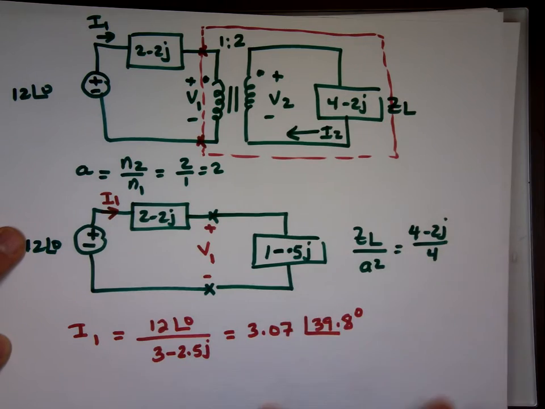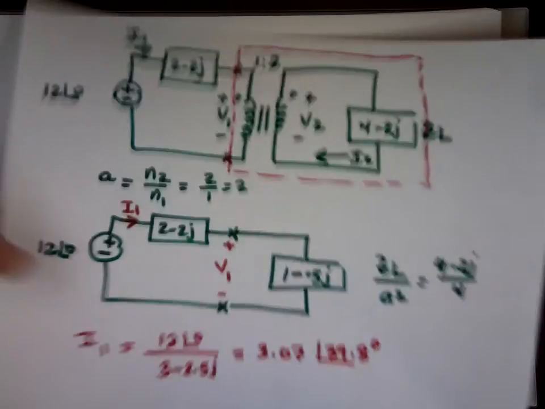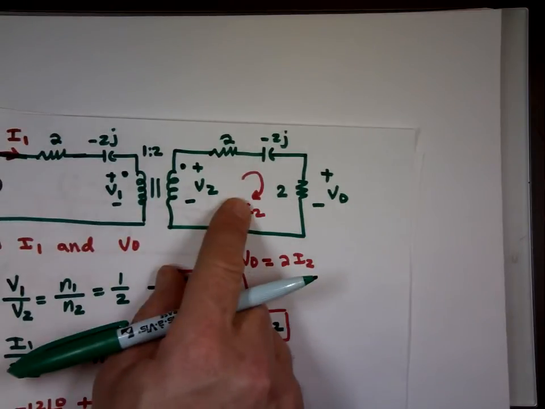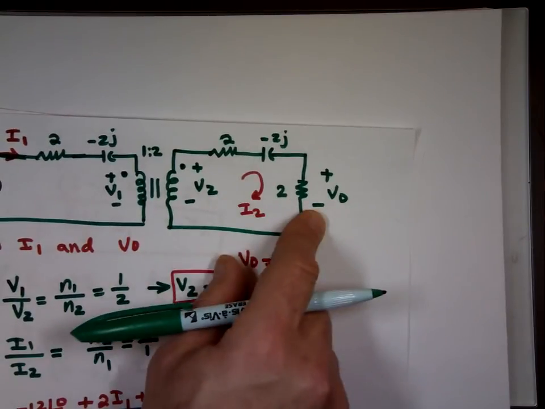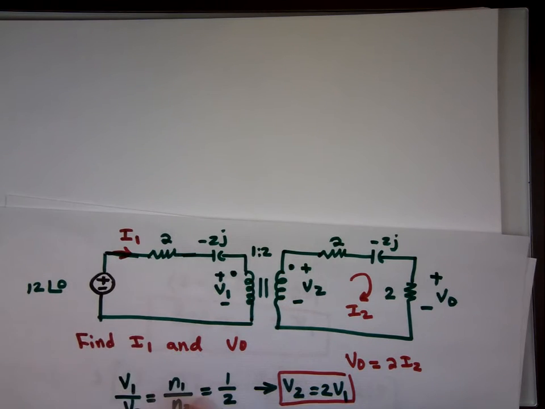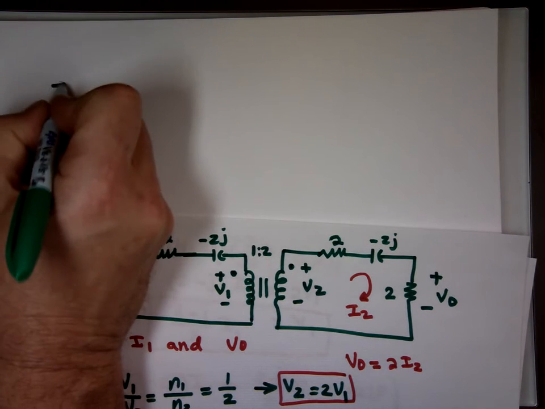So here we go, let's go back. I'm going to do it by finding the equivalent. For the second one, let me put the circuit back here. What is V out? That means if I know I sub 2, I can find V out. So here's my circuit. But we already know it's 2I2.